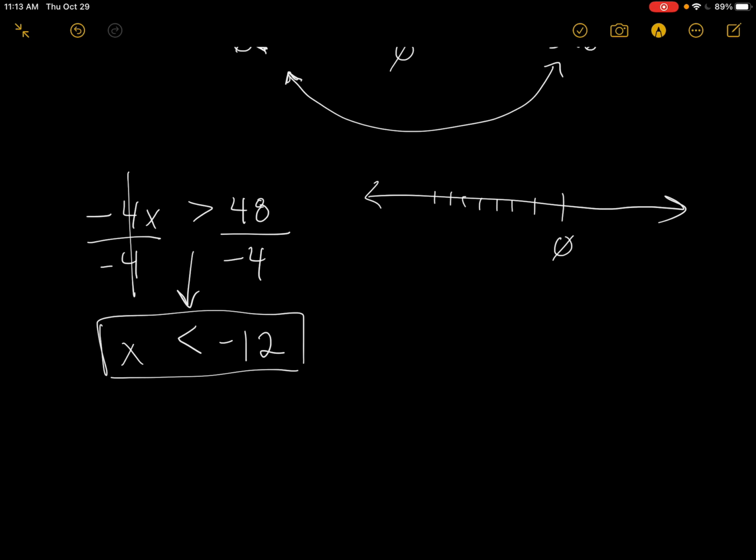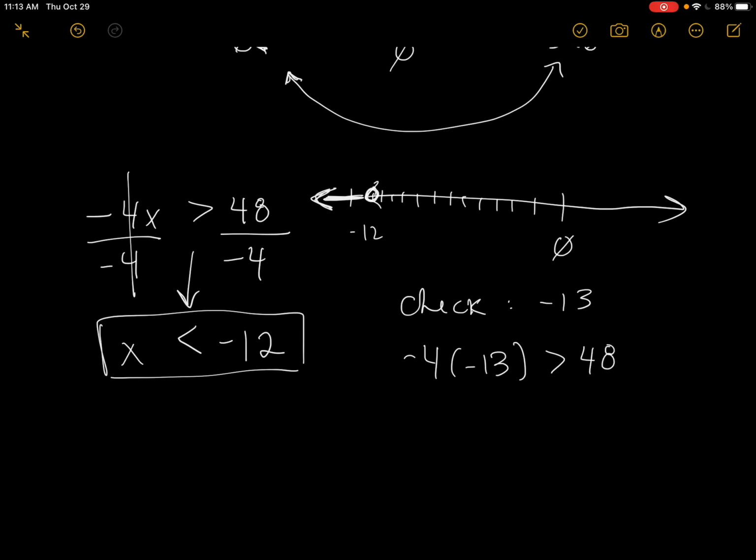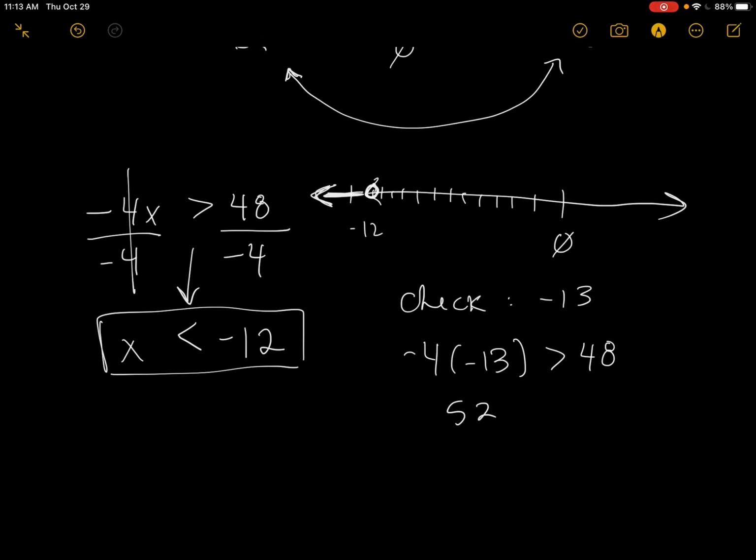And let's draw this on a number line. 0, 1, 2, 3, 4, 5, 6, 7, 8, 9, 10, 11, 12. Right, let's check it. So numbers less than negative 12, negative 13, negative 4 times negative 13. 4 times 13 is 52, and then a negative times a negative is a positive, right?